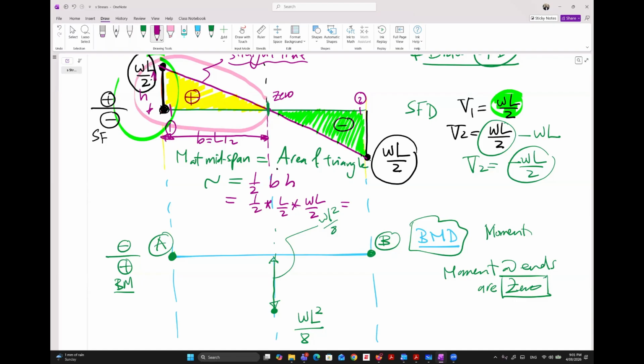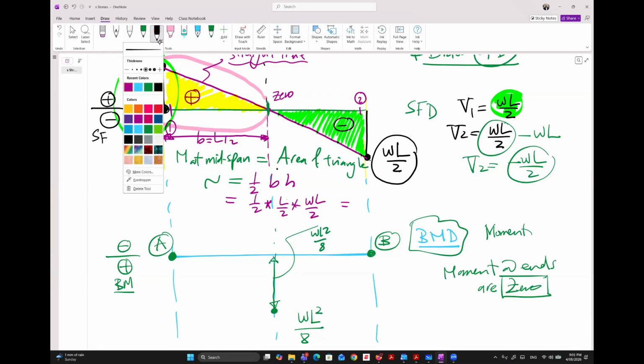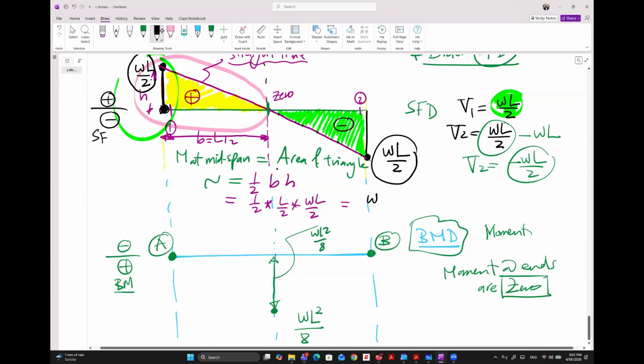Can you work out the value, guys? For the numerator, we have L, so L squared, and we have W. So it will be WL squared. We have 2, 2, 2, so it becomes 8. So do you understand where this value comes from? Yes or no?